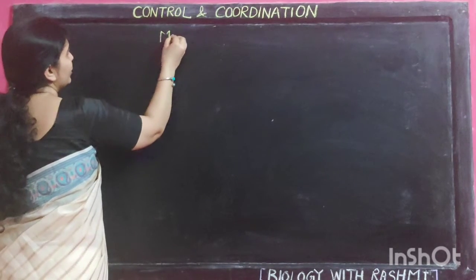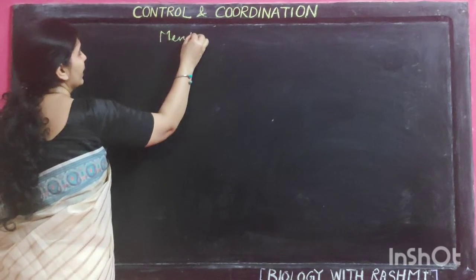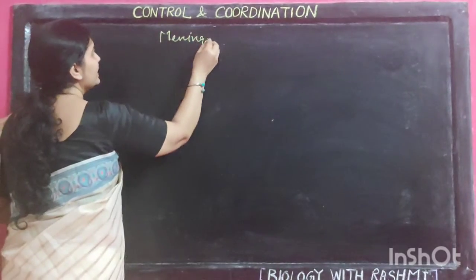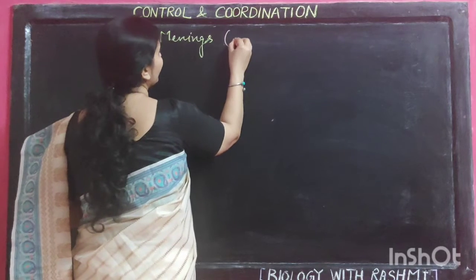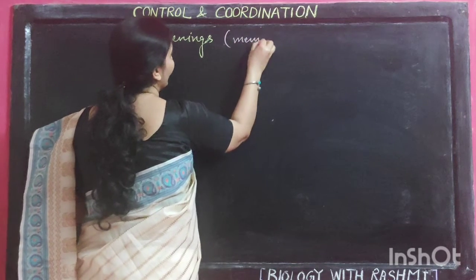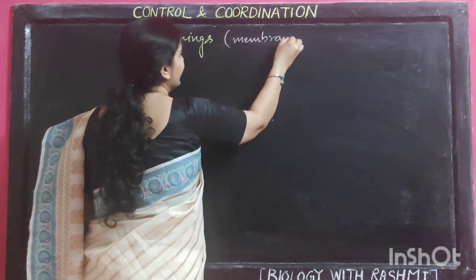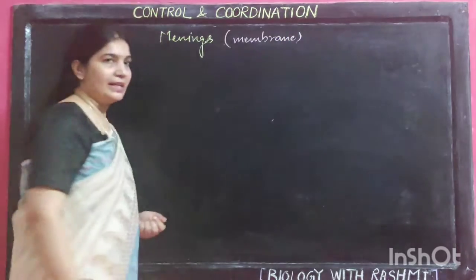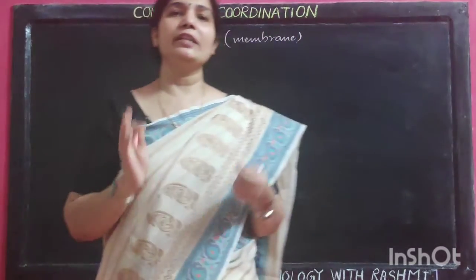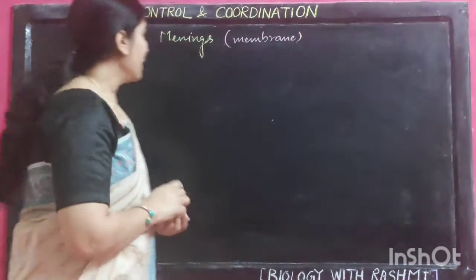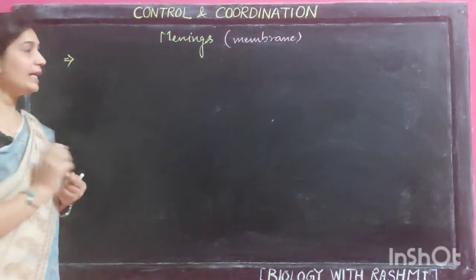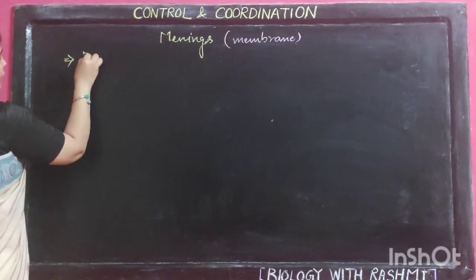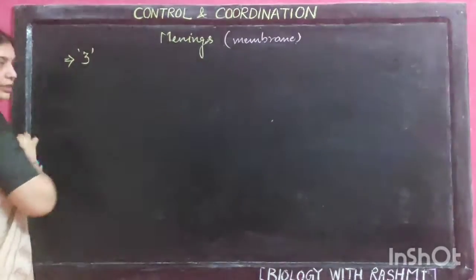These membranes are known as meninges. So today's lecture is basically based on the topic meninges, and in simpler terms we can call them membranes. These membranes are present around the central nervous system. Basically, in human beings, these meninges are 3 in number. Yes, in humans, their number is 3.